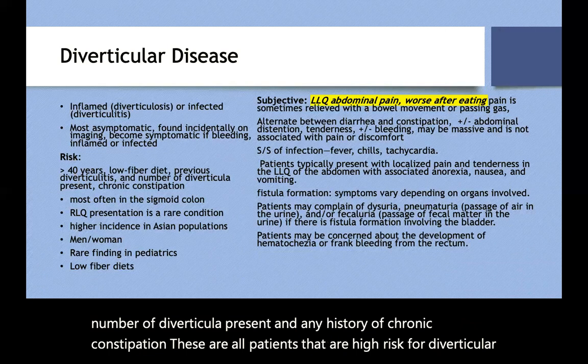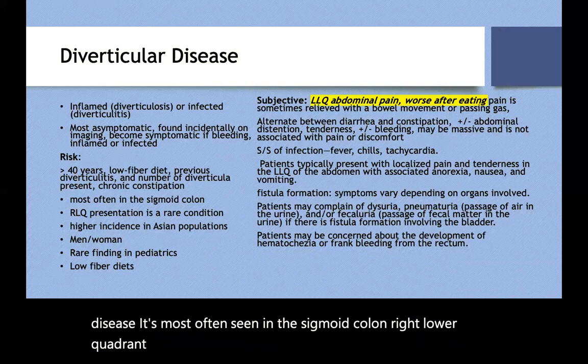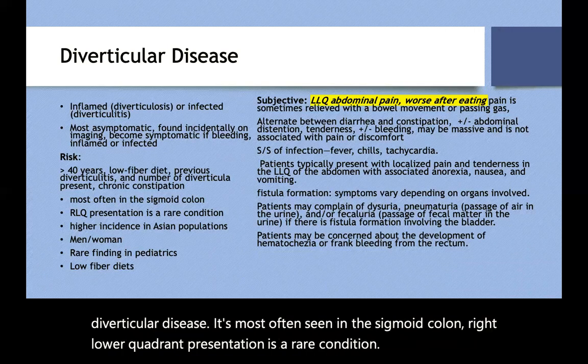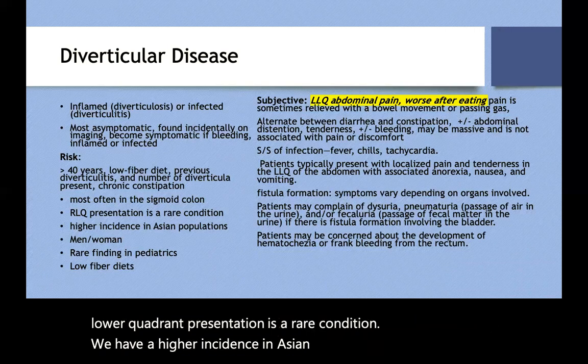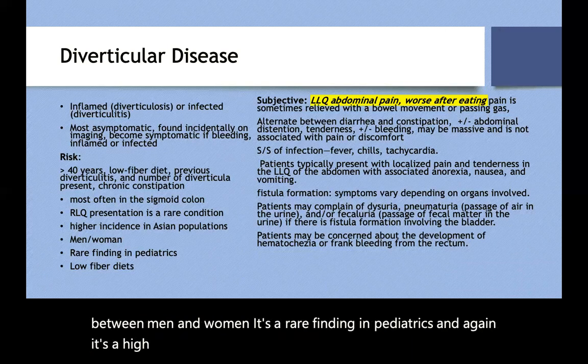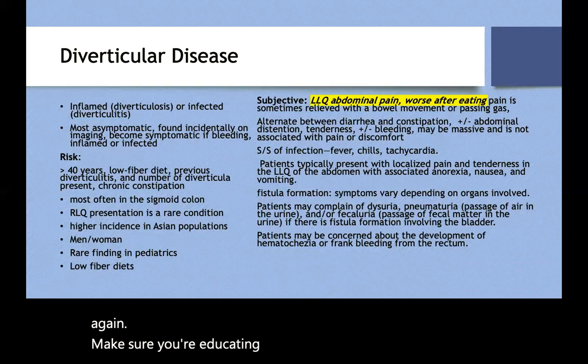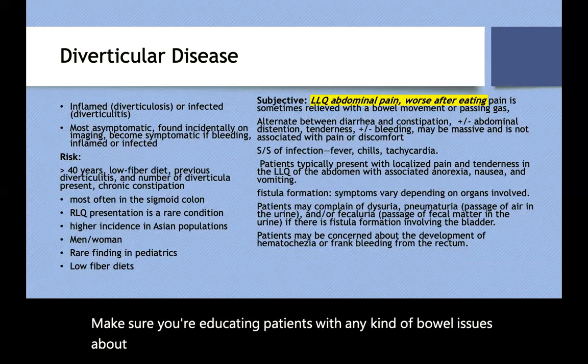It's most often seen in the sigmoid colon. Right lower quadrant presentation is a rare condition. We have a higher incidence in Asian populations. It's pretty equal between men and women. It's a rare finding in pediatrics. And again, it's a high risk if you are a person with a low fiber diet. So again, make sure you're educating patients with any kind of bowel issues about fiber and their dietary intake.